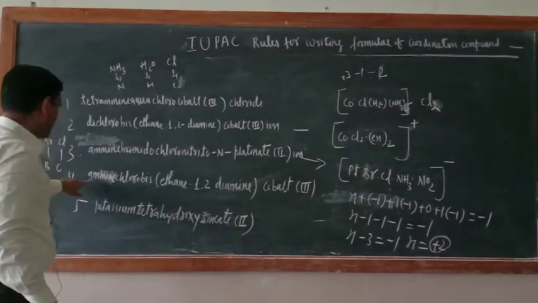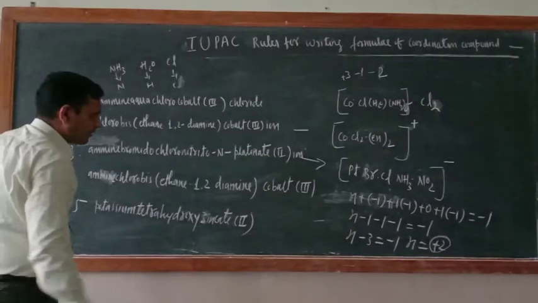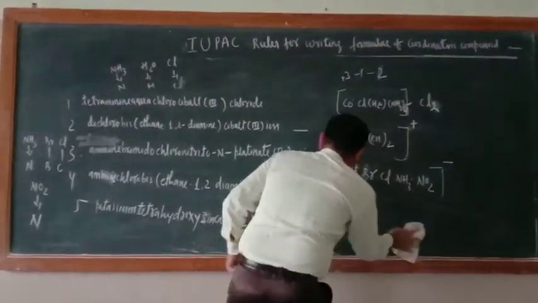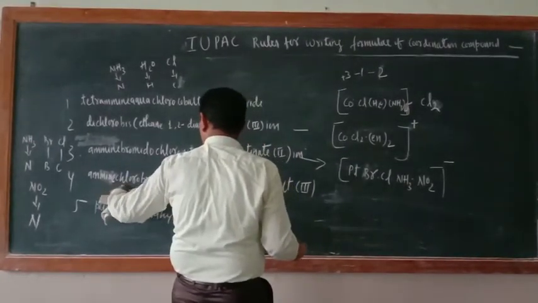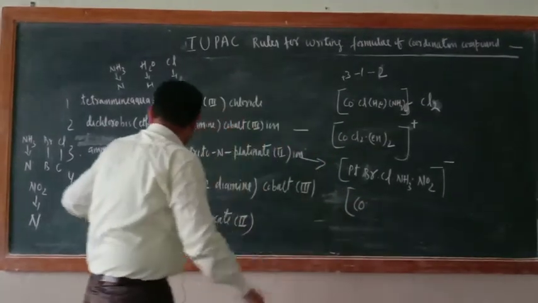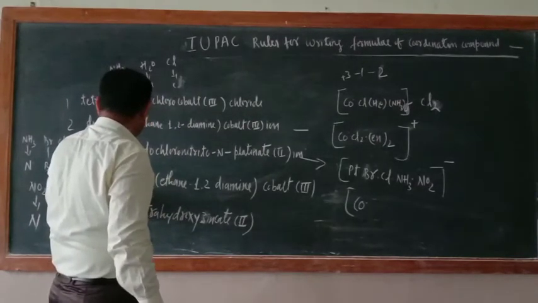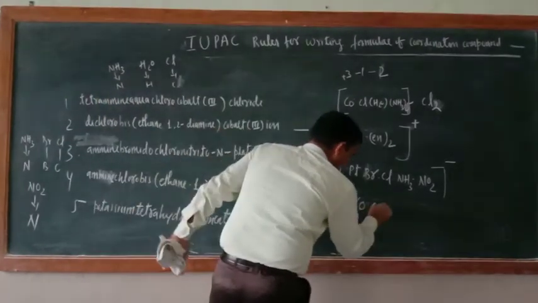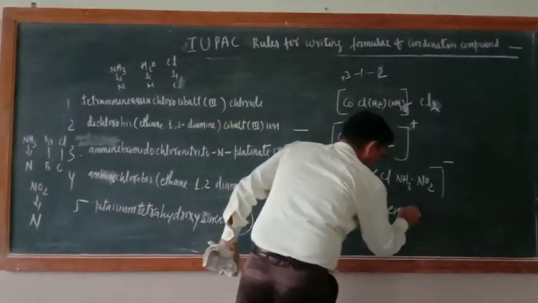This is also over. Next one is amminechlorobis(ethane-1,2-diamine)cobalt. So it is very simple. You can do this one. Just try to understand here. First put cobalt, then bracket close. Then what is there? Ammine and chloro. Which will come first here? The donor atom of chloro is Cl, and here the donor atom is N. So Cl will come, then en.